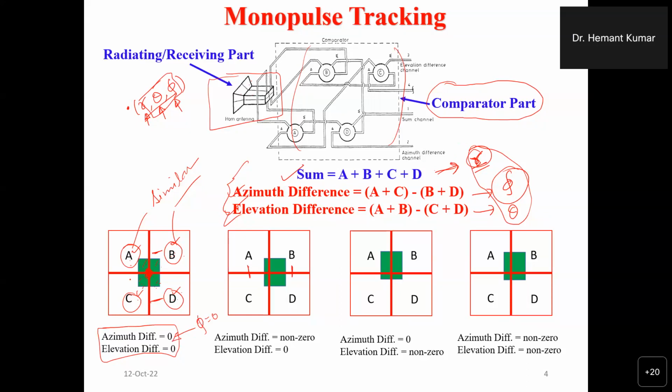And the elevation difference, A minus C and B minus D, will also be 0. That means theta will be 0. From this we can say that the target is right at the center.